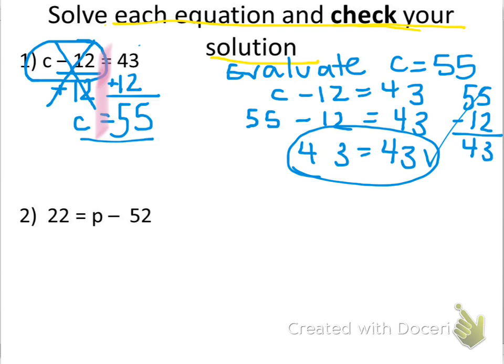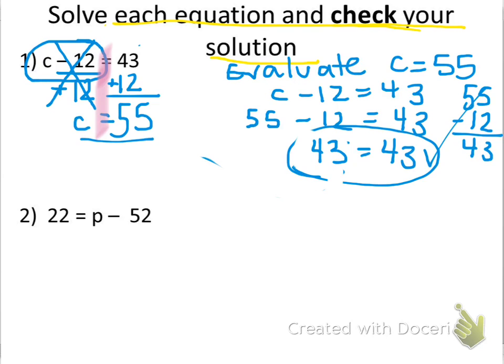If for some reason, let's say I got 41 over here instead of 43, I would know I'd made a mistake and that I needed to go back and check my answer. But because it said that it was 43, I know we've done it correctly, and I can move on to the next one.